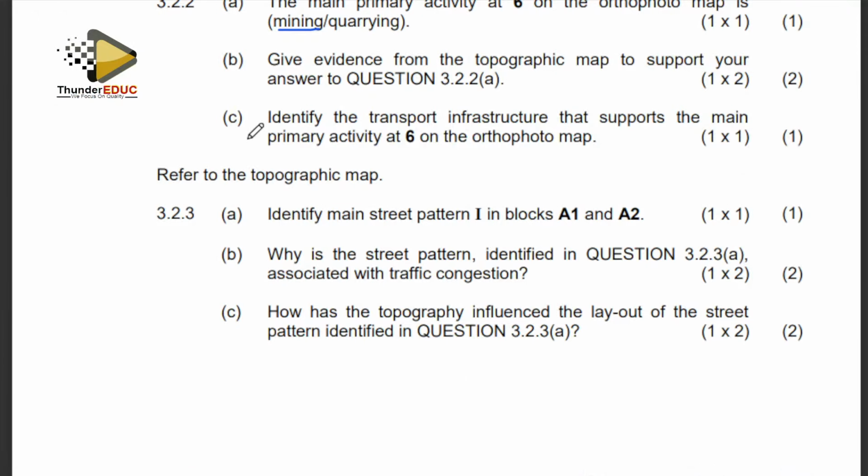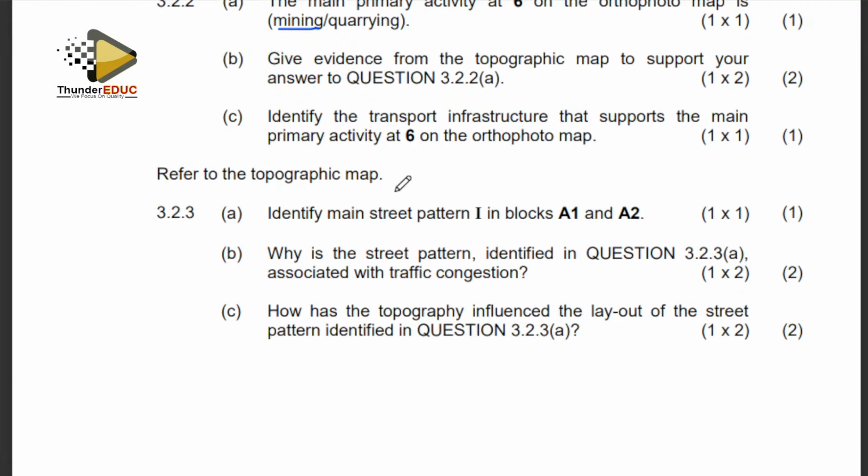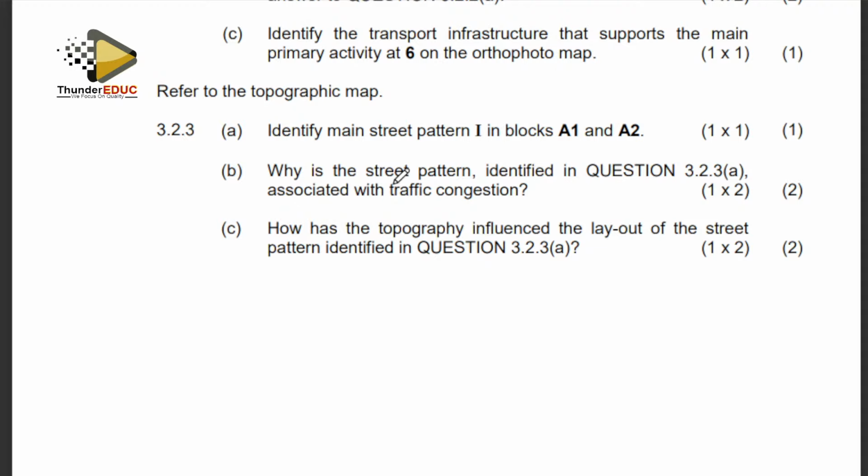Then we move on. We go to question 3. Refer to the topographic map. You see the map that they want us to refer to is a topographic map. So you quickly go to the topographic map and check the area that you are asked to look at, and then you answer those questions clearly as you see them. They're saying identify the main street pattern in block A1 and in block A2.